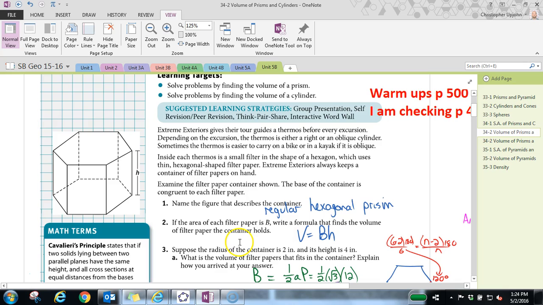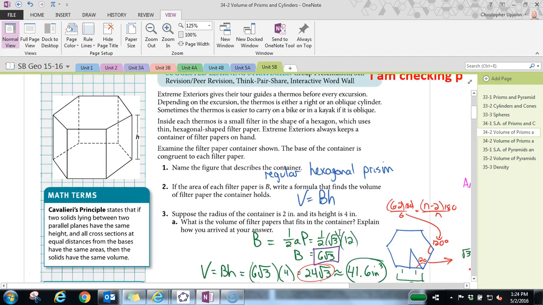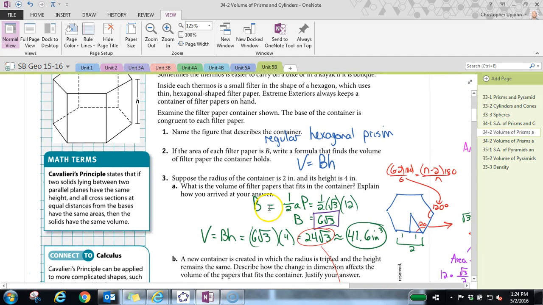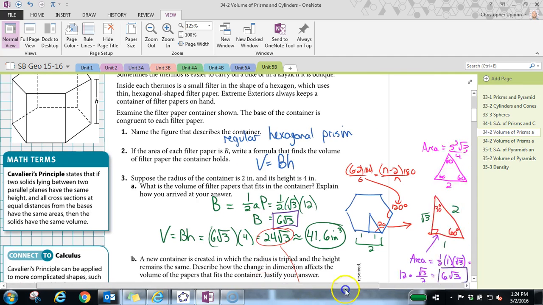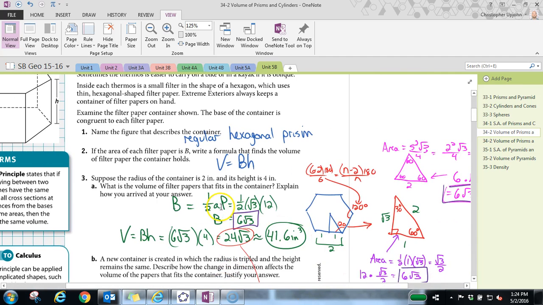If the area of each filter paper is B, or base area, write a formula that finds the volume of filter paper. So volume equals base area times the height. So we have a bunch of hexagons stacked up H times. If we want to find the volume, we have to find the area of the base. The area of a regular hexagon is 1/2 the apothem times the perimeter.